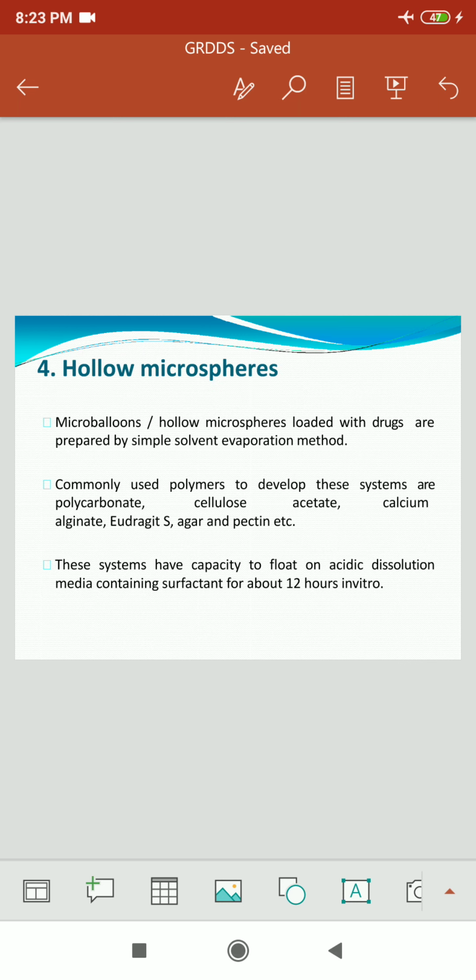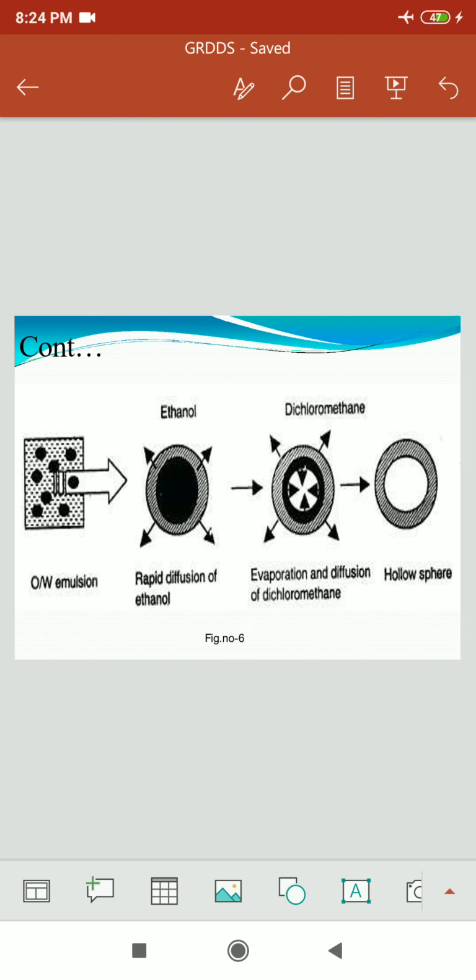Next is hollow microsphere. Microballoon, also known as hollow microsphere, is loaded with the drug and prepared by a simple solvent evaporation method. In this system the polymer contains polycarbonate and Eudragit. First we prepare an oil in water emulsion, then we add it rapidly into the ethanol. Ethanol diffuses out in the presence of dichloromethane, and after evaporation and diffusion of dichloromethane, a hollow sphere is generated.